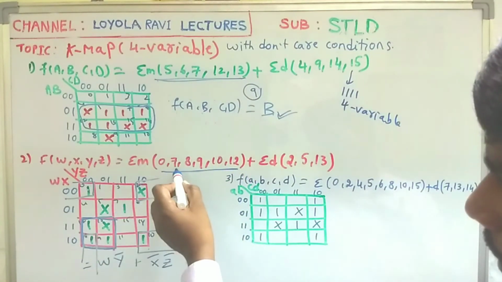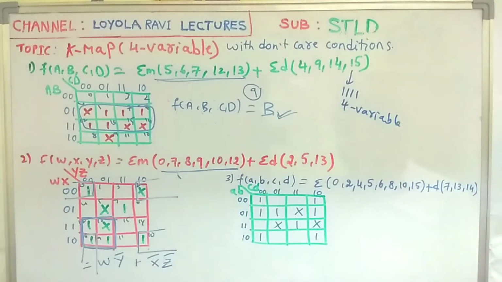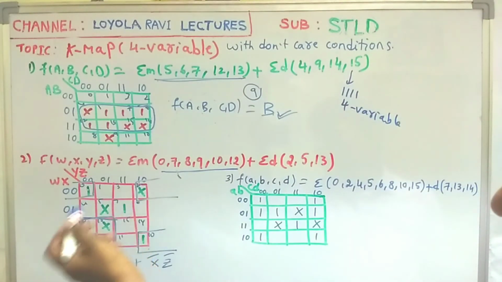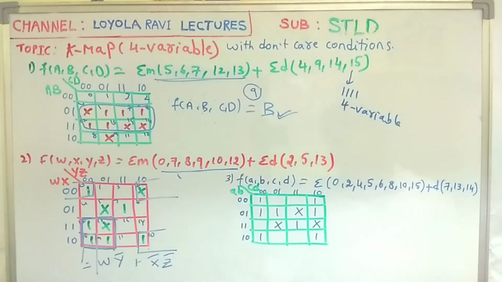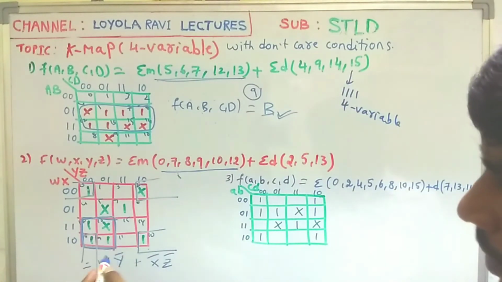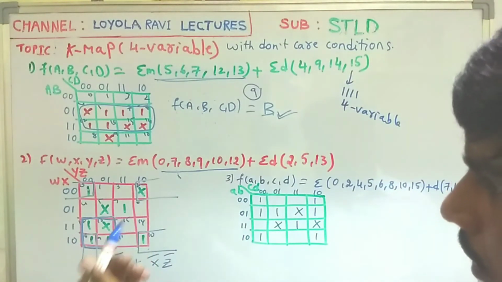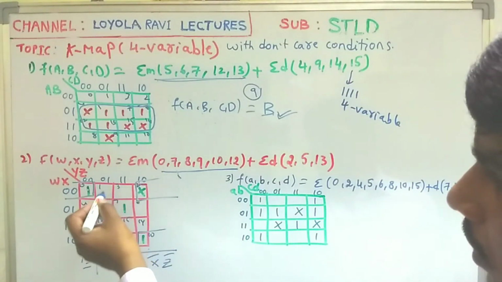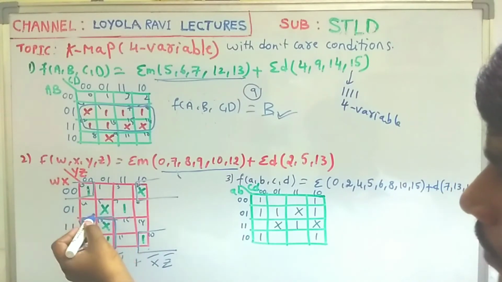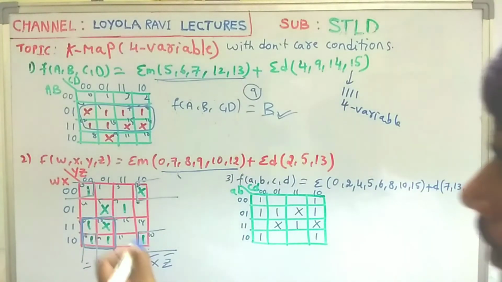Minterm 7 is left. This 7 also we have to cover. By covering this one, is there any formation of a quad, octet, pair or singleton? We have to check. There is no formation of a quad. If you had one don't care or one here, there would be a possibility. There is no possibility, so I am taking a pair.